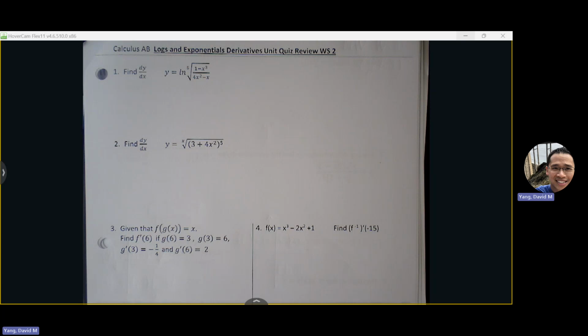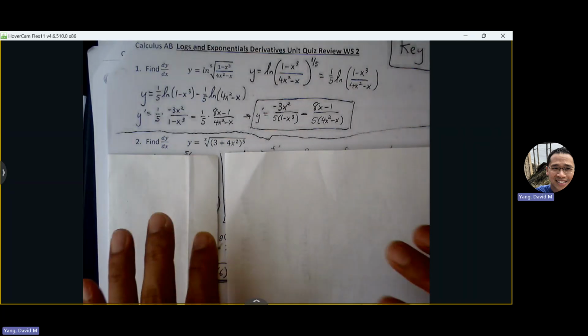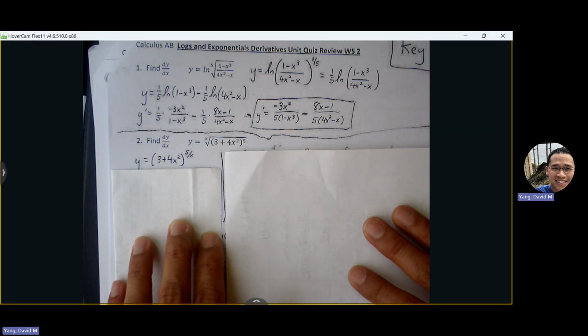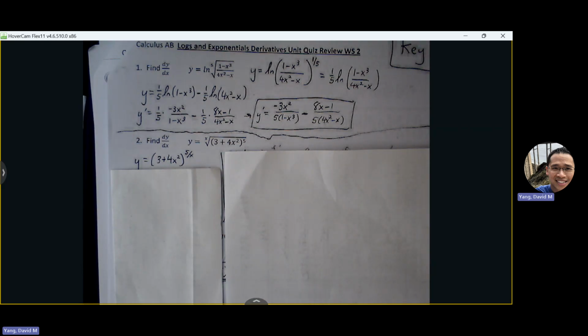Okay, number two, we first rewrite the function in rational exponent form. So this is 3 plus 4x squared raised to the 5 over x. That's our first step. From here, we should recognize that this is a little bit different because that parentheses has a variable in it. That base has a variable in it. The exponent also has a variable in it. So this is a variable raised to a variable.